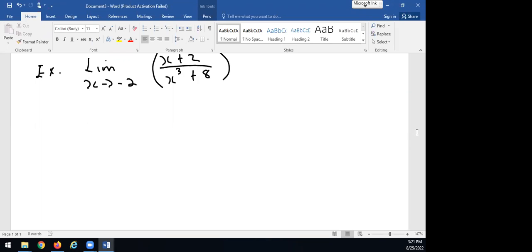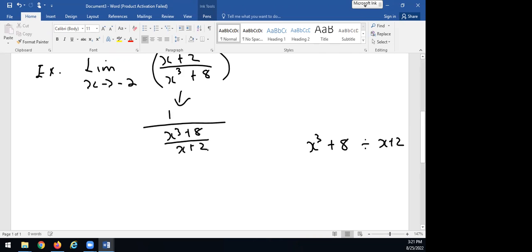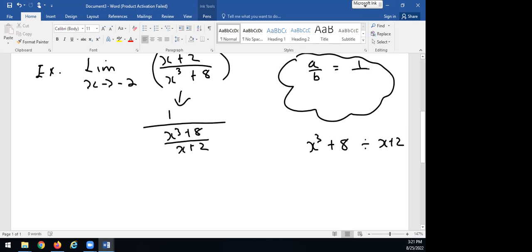Now, let's say you have x cubed plus 8, and you want to divide it by x plus 2. All we have to do here is rewrite this function as 1 over x cubed plus 8 over x plus 2. So if you flip the order of a fraction, just divide 1 by that result. It doesn't change anything. Let me show you why, in case anybody is curious. Look at this, everybody. If you have a over b, that's the same thing as 1 over, flip this, b over a.